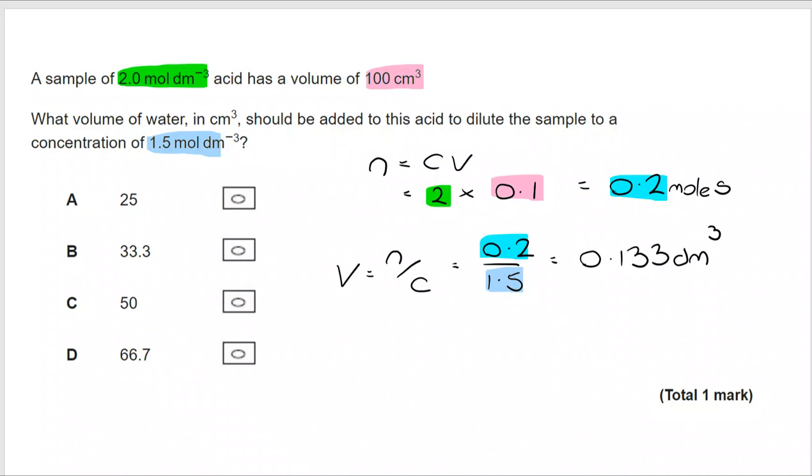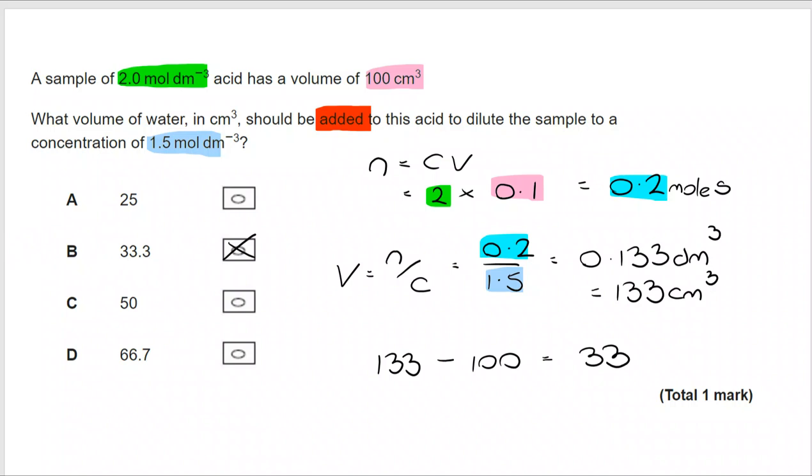I can convert that to centimeters cubed. And you might think that isn't there as an option. But this is not about the amount that we are going to have. It's how much we need to add. And we've already got 100 cm cubed. So we're going to add 33 more, or that's a little rounded, 33.3 more. Correct answer is B.